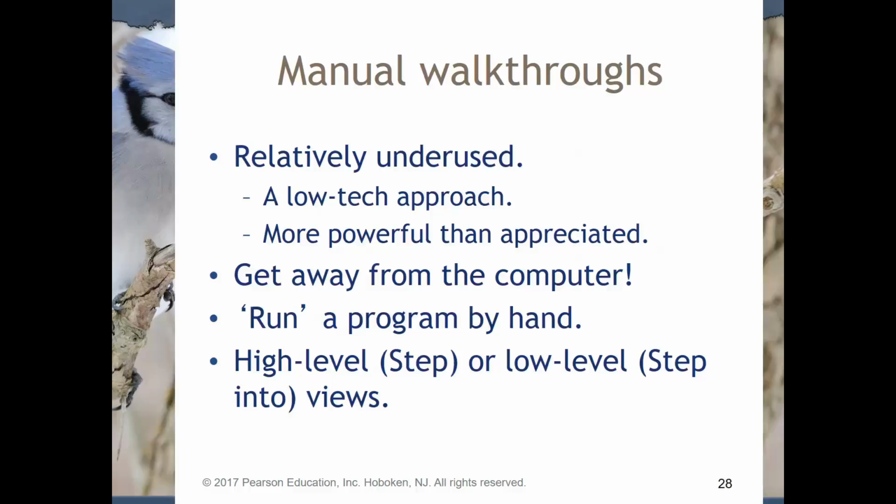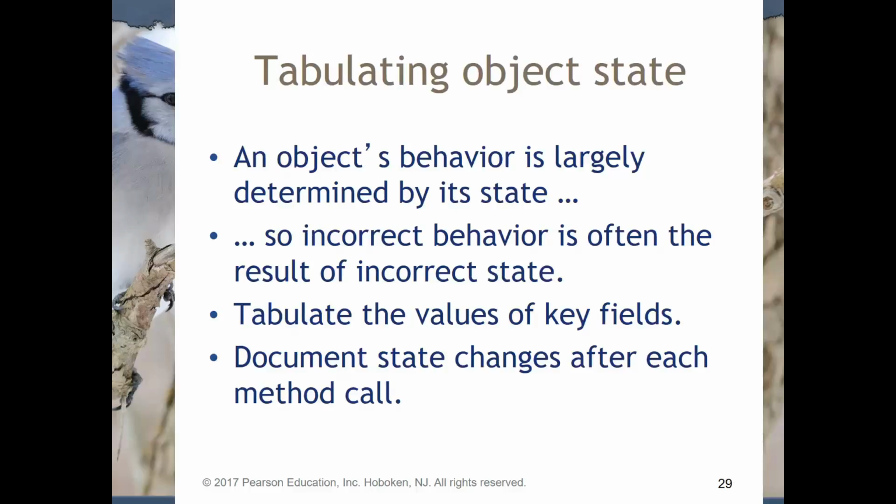This becomes a little bit harder with J2EE, but at this level, this is fantastic and it's extremely helpful and well underused. Tabulating object state. An object's behavior is largely determined by its state. That's normal. So incorrect behavior is often the result of incorrect state. In other words, garbage in, garbage out. If the state isn't right, if the values that are used to calculate things aren't right, then the fields that you use to store those outcomes probably won't be right.